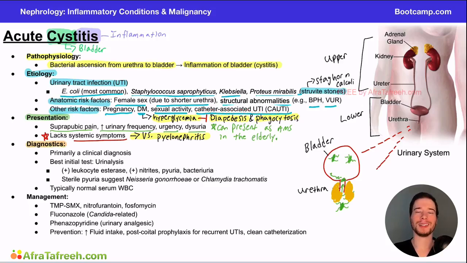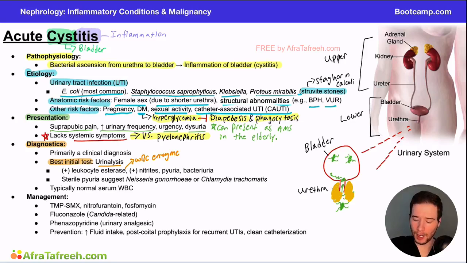For the most part, acute cystitis is a clinical diagnosis. If they have the signs and symptoms, you can typically start treating them with antibiotics to relieve their infection. However, there are some other things you can do, and the best initial test is going to be the urinalysis. And the reason is the urinalysis gives us tons of good information. One, it can tell us about the leukocyte esterase. Leukocyte esterase is an enzyme that white blood cells have, and it would make sense to see this in the urinary sample, right? Because if we have an infection, we expect our white blood cells to be there as well.